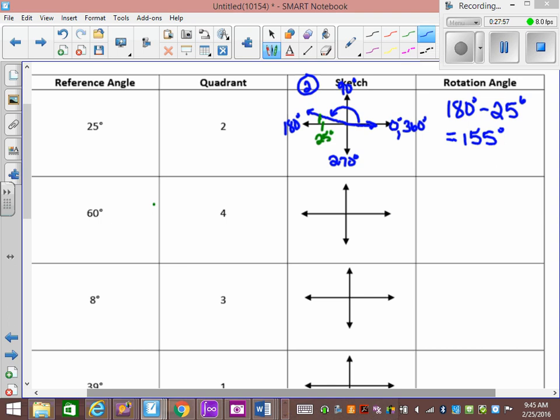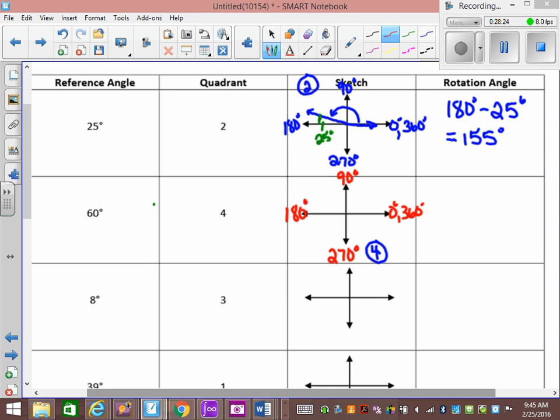Now the next one says we have a reference angle of 60 in quadrant 4. Quadrant 4 is down here. But what's the first thing I'm going to do? Label. If you don't label, you have a better chance of getting stuff wrong. So just take the time and label, please. And take the time and put the degree symbol, because next year when we have radians, if you don't have a degree symbol, it's not degrees, it's radians. So we have a 60-degree reference angle.